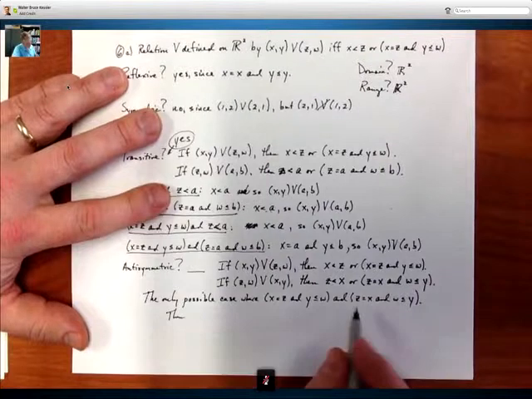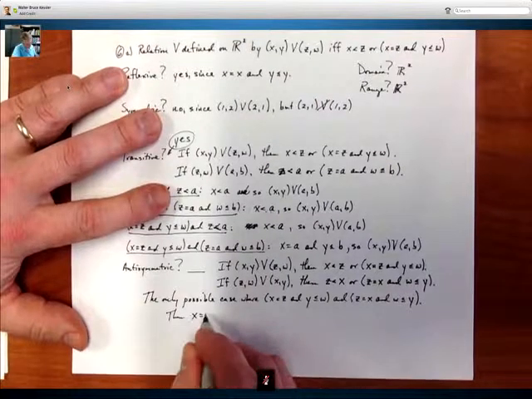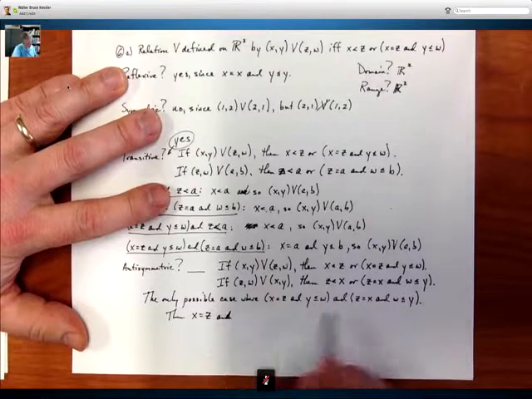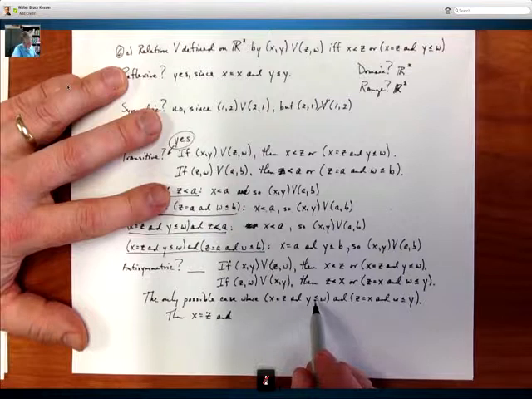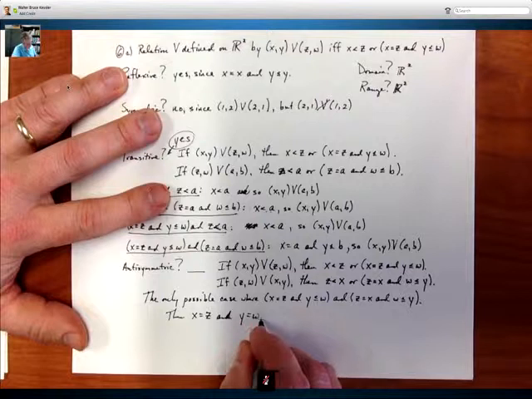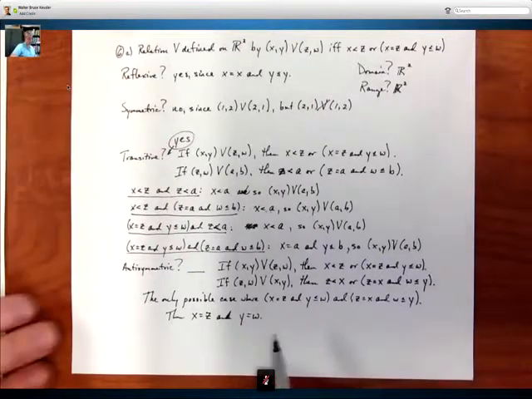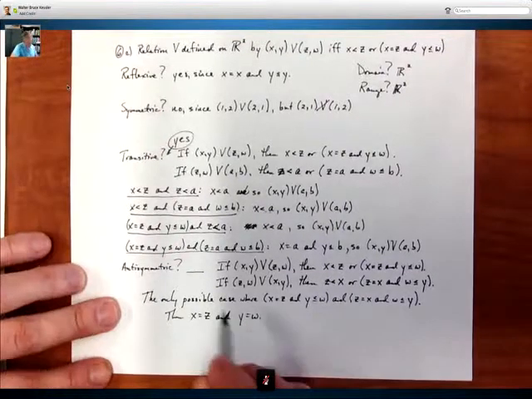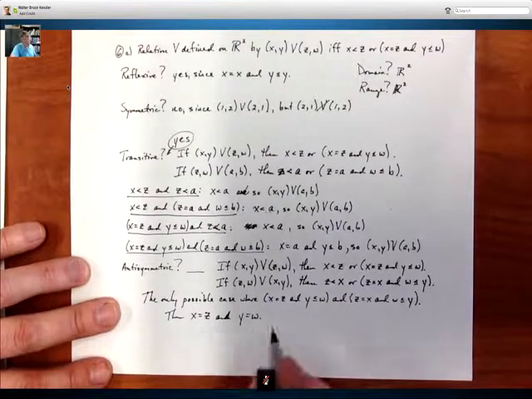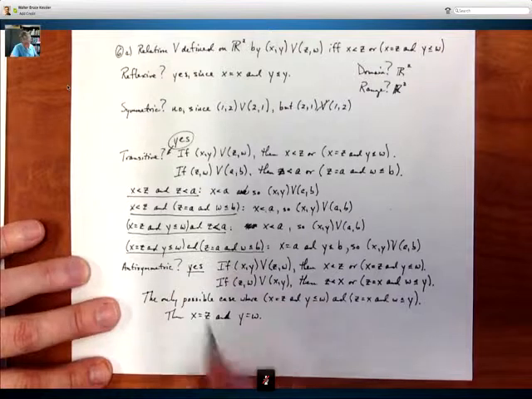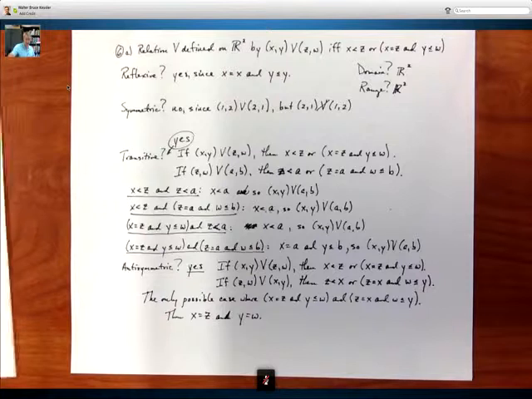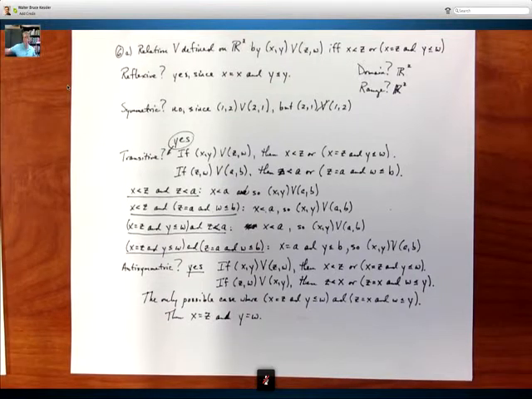Well, then x and z are equal. And if y is less than or equal to w and w is less than or equal to y, then y equals w. Okay? Which means it's antisymmetric, right? That's what we had to show, that if this happens, these two points are equal to each other. And sure enough, they are. So yes, it is antisymmetric. And that's 6C.